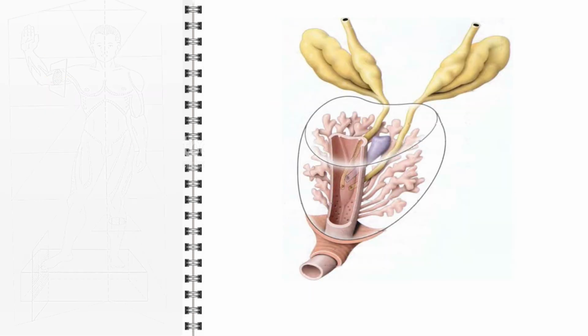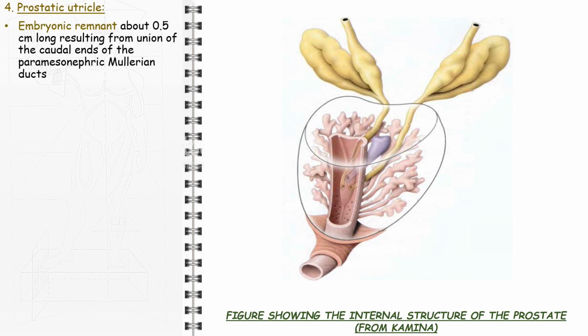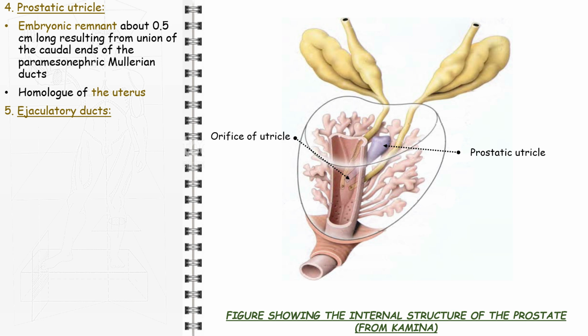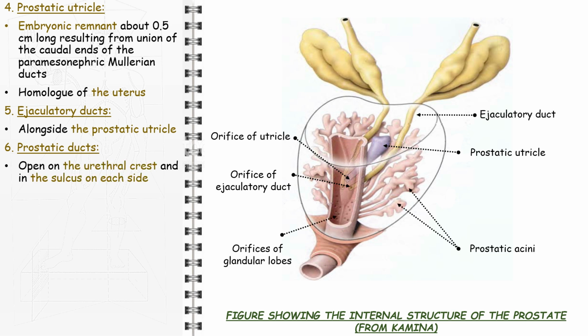The prostatic utricle is an embryonic remnant that takes the form of a half-centimeter deep pouch opened in the verumontanum between the ejaculatory ducts, resulting from union of the caudal ends of the paramesonephric Müllerian ducts, homologue of the uterus. The ejaculatory ducts run obliquely alongside the prostatic utricle from the prostatic slits at the base to their openings in the verumontanum of the prostatic urethra. The prostatic ducts open on the urethral crest and in the sulcus on each side of the prostatic urethra.